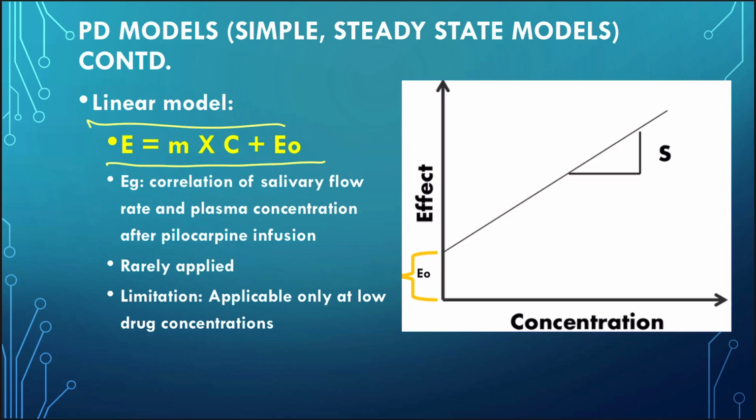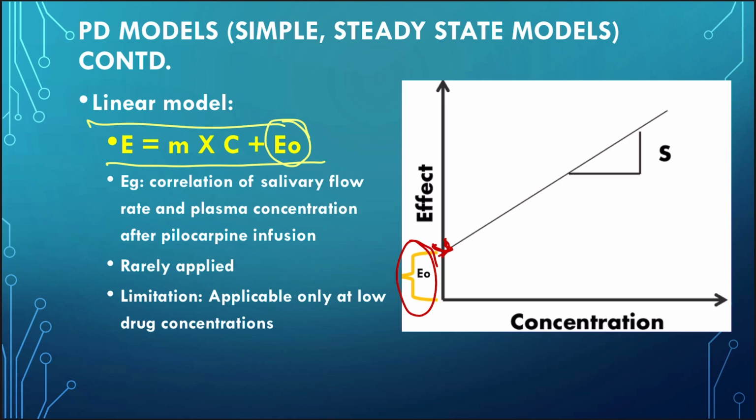E is the effect which we will be finding out. C is the concentration of the drug. M is the slope of the effect versus concentration graph, and E naught is the effect which is present at the baseline concentration. Here you can see E naught. E naught is basically this value.